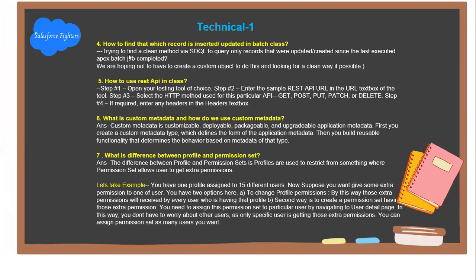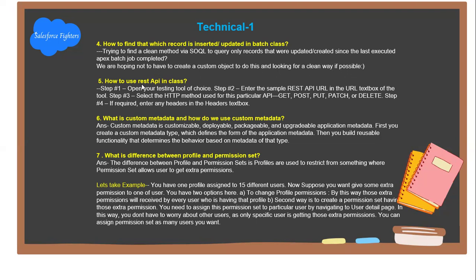Next question: how to find which records were inserted or updated in the batch class? Trying to find a clean method, using SOQL, to query only records that were updated or created since the last executed Apex batch job completed.